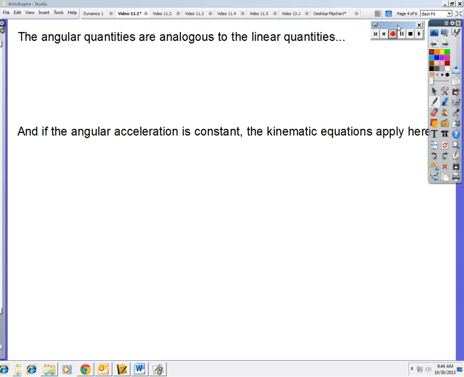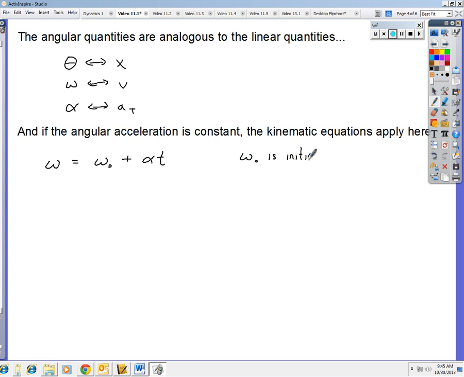The angular quantities are all analogous to linear quantities. Meaning, analogous means like. Theta is like x. Omega is like v, and alpha is like a, or rather, like tangential acceleration. All of the equations we know that relate x, v, and a, meaning the kinematics, will apply to the angular quantities. So the first kinematic becomes omega equals omega naught plus alpha t, where omega naught is the initial angular speed.